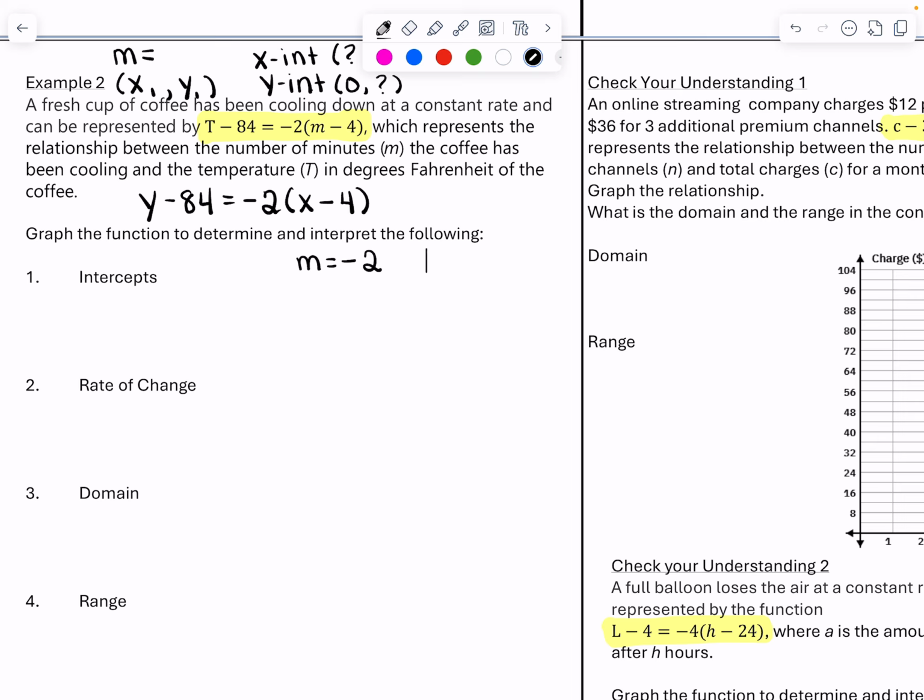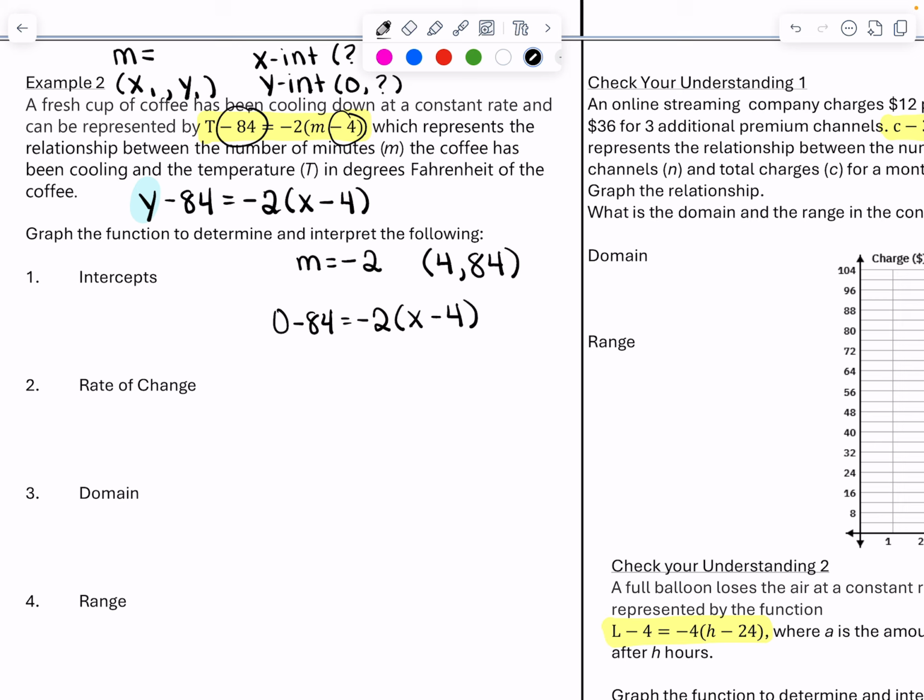Okay, so I have -4, so that's going to be +4. And I have -84, which is going to be +84. Now the X and Y intercept are the ones that take a little bit of evaluating, but nothing too challenging. So we're going to write the equation. First time, I'm going to replace Y with 0. So I have 0 minus 84 is equal to -2 times X minus 4. Okay. 0 minus 84 is just -84.